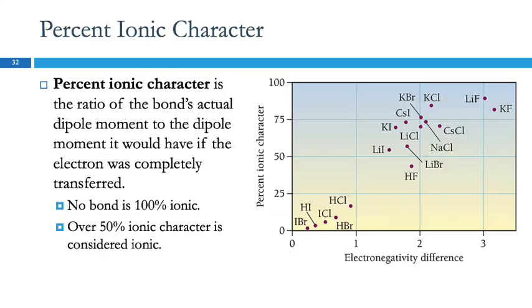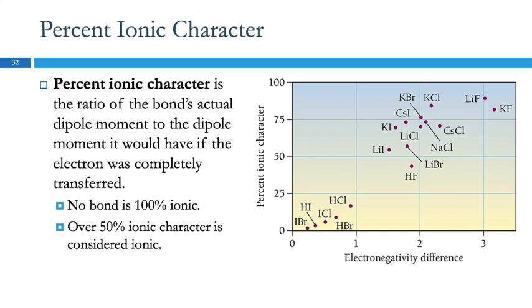Another way you could measure the polarity is called percent ionic character, and we're not really going to do much with this either. We're just going to look at it on this slide. That would be the ratio of the bond's actual dipole moment to the dipole moment it would have if the electron was completely transferred. So here is the small print. No bond is actually 100% ionic. We're talking about transferring electrons from a nonmetal to a metal, and it actually doesn't ever happen all the way. So we need to be okay with that, and then we can kind of ignore it.